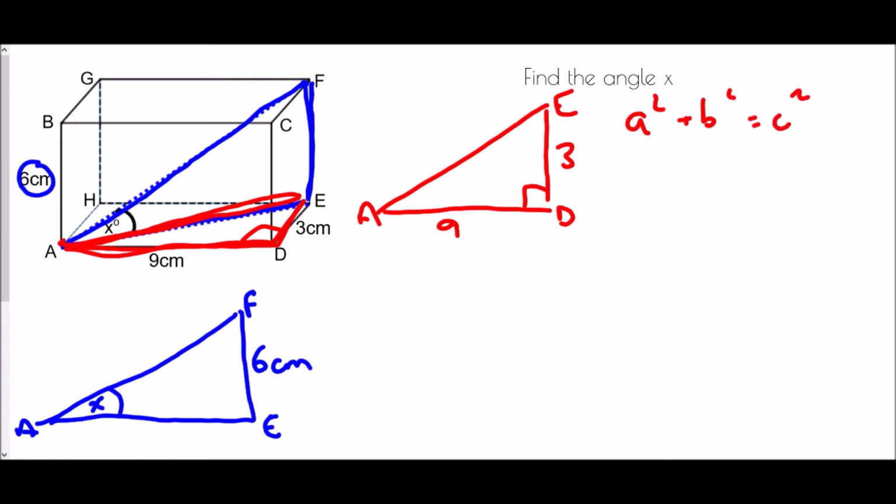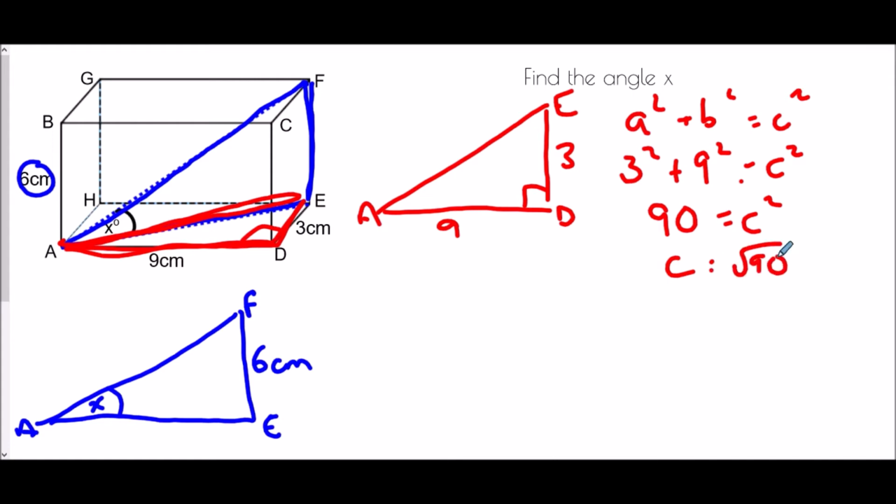A is 3 and b is 9, and so 3 squared plus 9 squared is c squared. 3 squared is 9, 9 squared is 81, so let's put that together. We get 90 is c squared, and so c is the square root of 90. I'm going to leave it as that just for the time being, because it's just going to make it a little bit easier when we actually come to typing things into our calculator, because the root of 90 is going to be an irrational number, a very long decimal. And so I've just worked out that A to E is root 90.